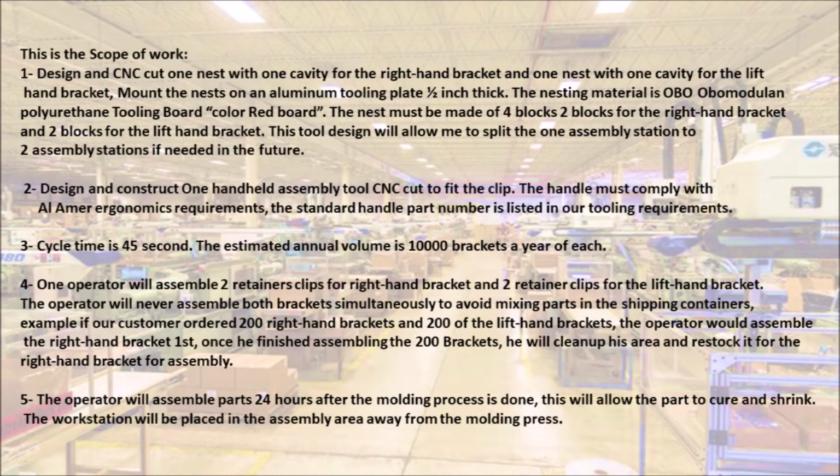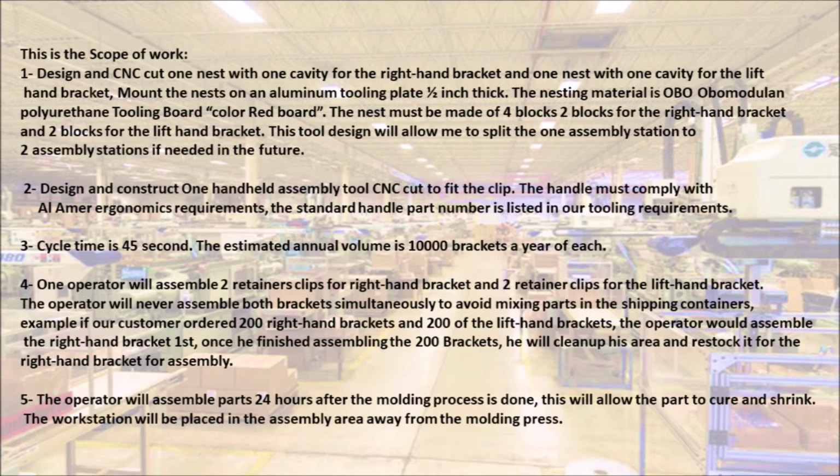1. Design and CNC cut 1 nest with 1 cavity for the right hand bracket and 1 nest with 1 cavity for the left hand bracket. Mount the nests on an aluminum tooling plate 1/2 inch thick. The nesting material is OBO Obomodulan polyurethane tooling board, color red board. The nest must be made of 4 blocks, 2 blocks for the right hand bracket and 2 blocks for the left hand bracket. This tool design will allow me to split the one assembly station to 2 assembly stations if needed in the future.